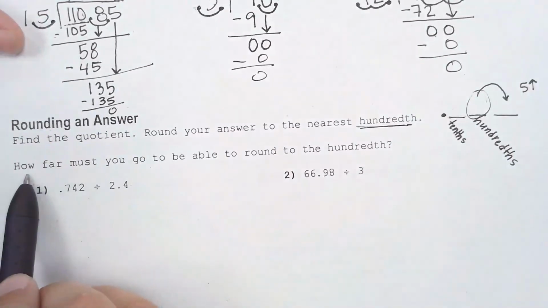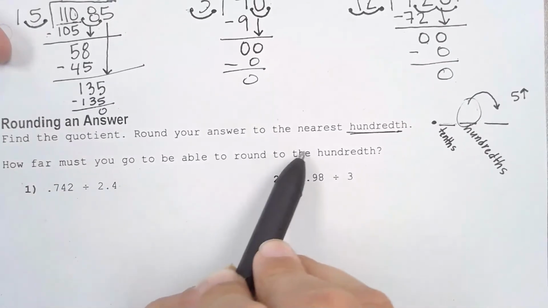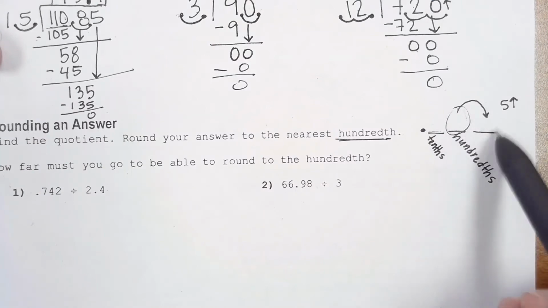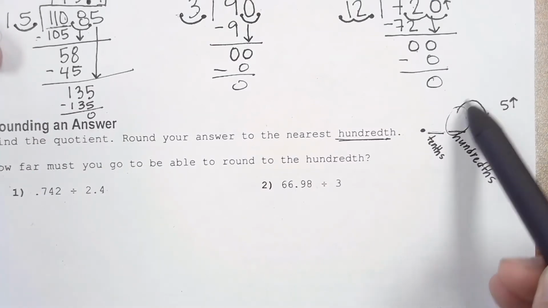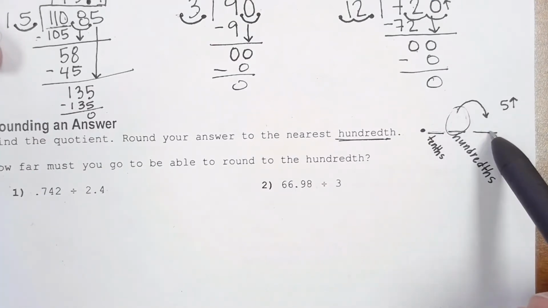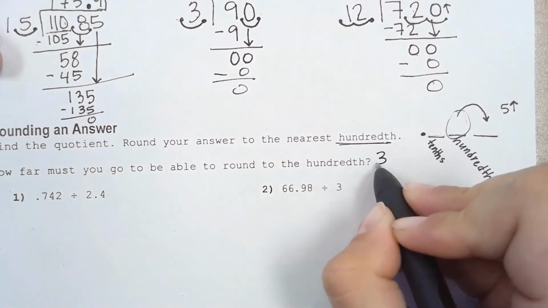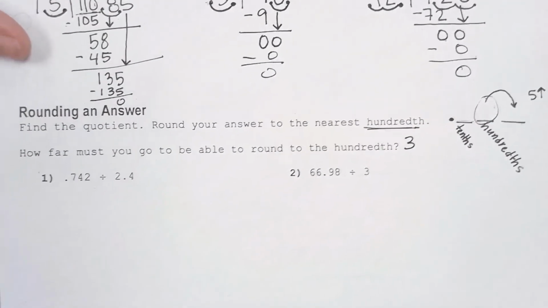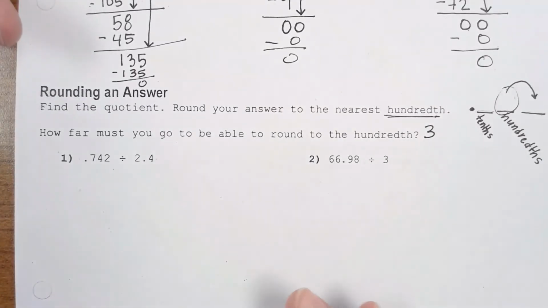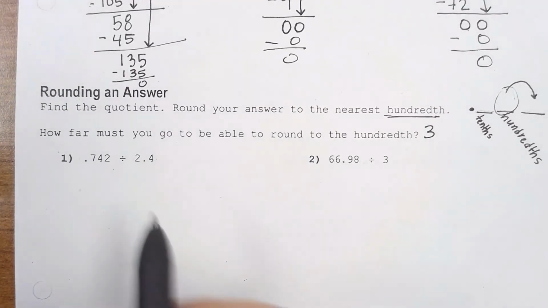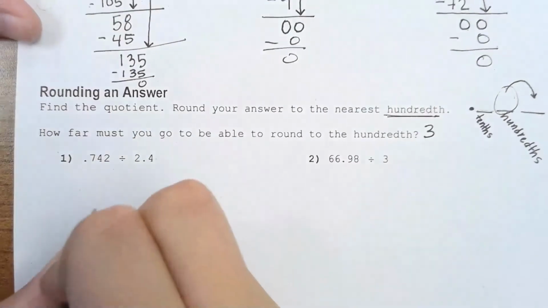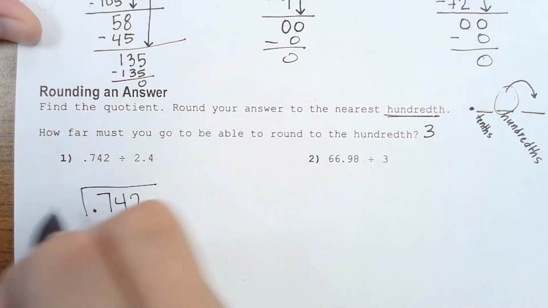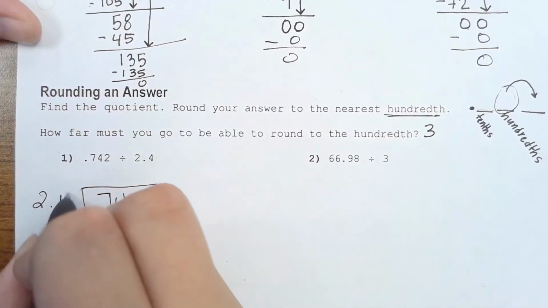That's what this question is asking. How far must you go to be able to round to the hundredth? The hundredths place is the second spot, but you need the number after it in order to see how you're rounding the second number. So you need to go out 3 numbers to round to the hundredths. Okay, let me do the first one with you, and then you can try the second one. Again, your first number is the number that goes on the inside, and your divisor is your second number that goes on the outside.